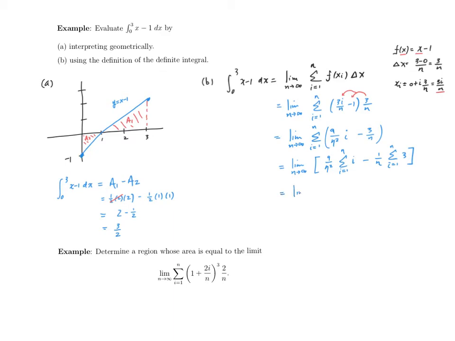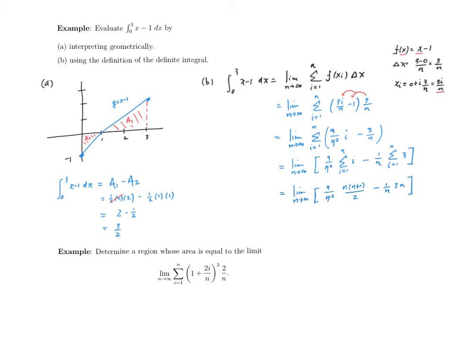Now, applying our common formulas, and these are things we should certainly be familiar with, the sum from i equals 1 to n of i is n times n plus 1 over 2, and the sum from i equals 1 to n of any constant is that constant times n.